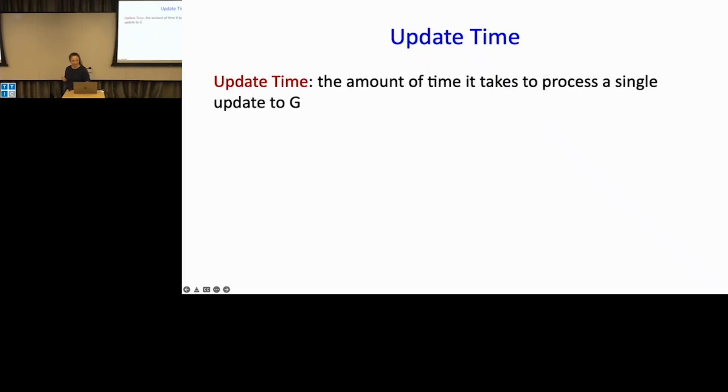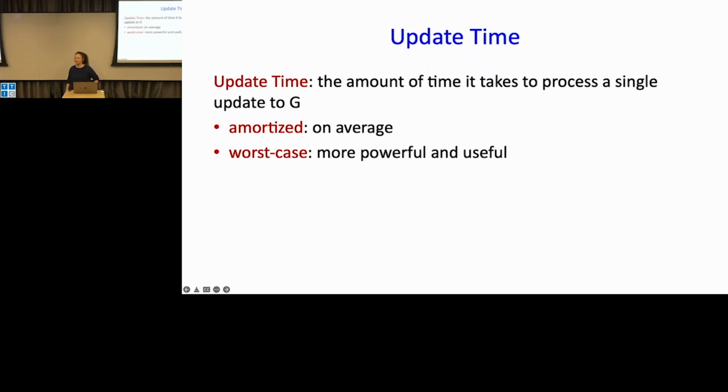So what's update time? Every time G changes, an edge is deleted or inserted, I may need to go and update my spanner H, and maybe there are some other data structures that I'm maintaining, and I need to also do something. So the time it takes me to process a single update to G, that's the update time. Now, this can be measured as amortized, so on average, for every update to G, how much time it takes me to update my data structures, or in the worst case. And of course, the worst case model is the more powerful one.